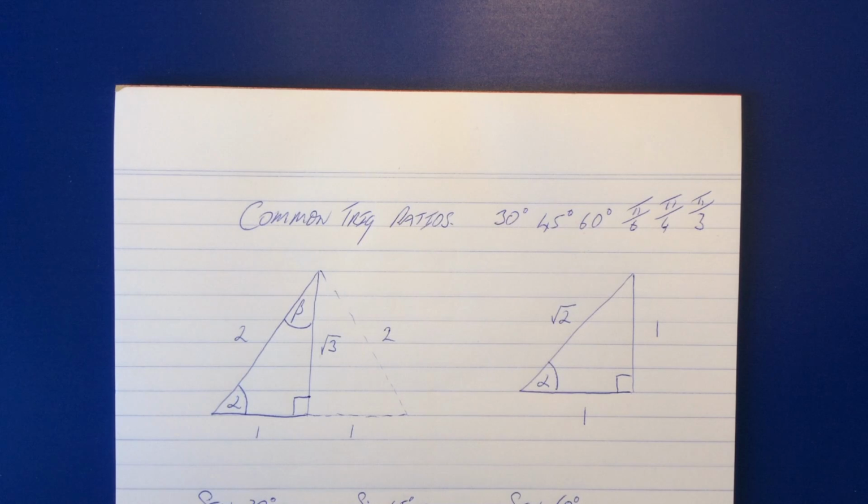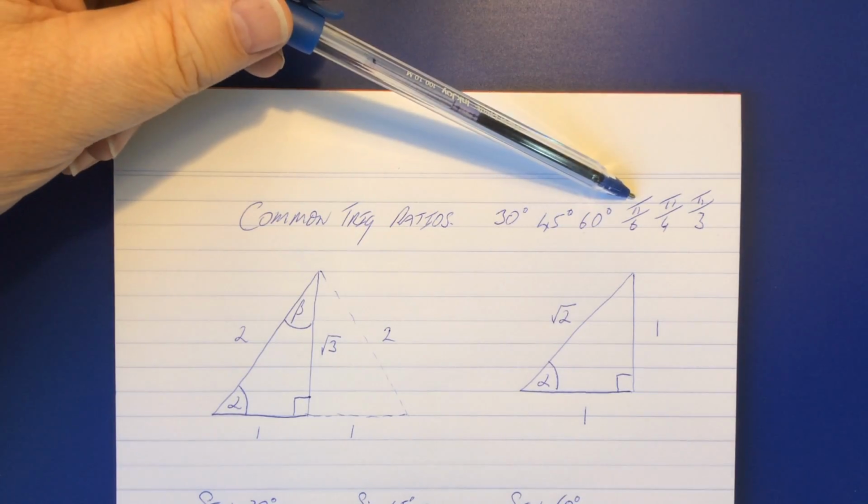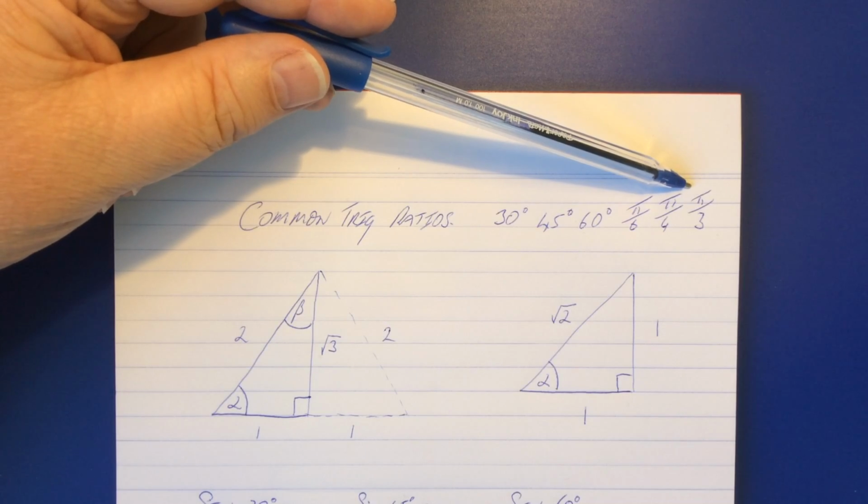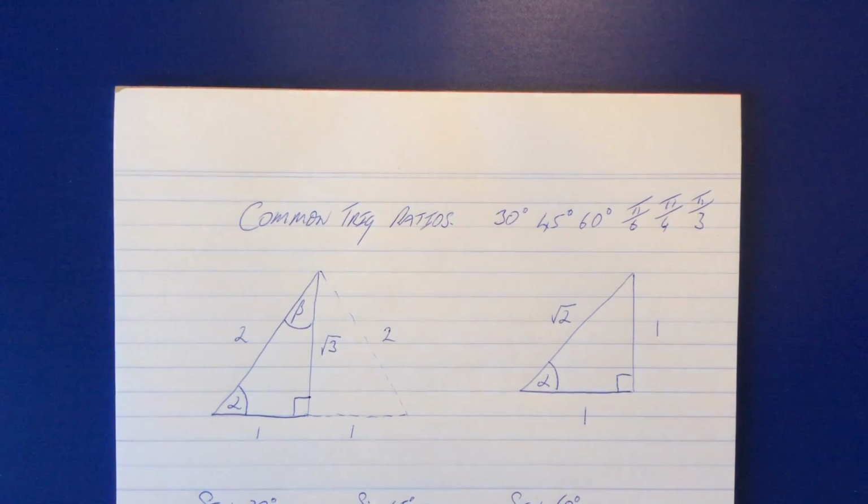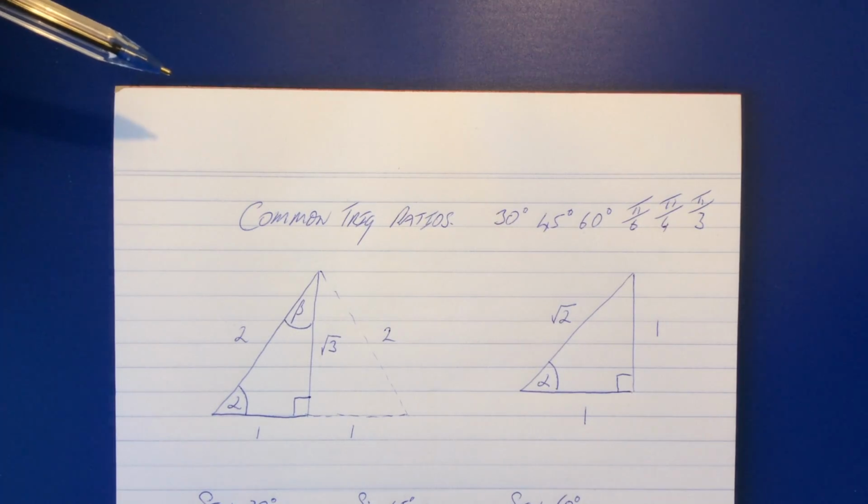I realize I may not be preaching to the converted. So what I'm going to do today is just go through how we find the common trigonometric ratios of 30, 45, and 60 degrees, sometimes written as pi on 6, pi on 4, and pi on 3. And basically how we find the sines, cosines, and tangents of these as exact values. And in order to do that, we need to construct two triangles.